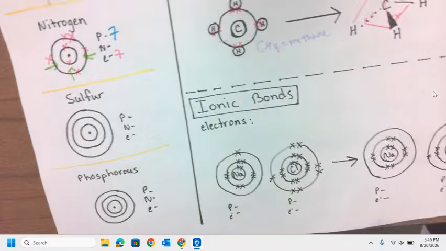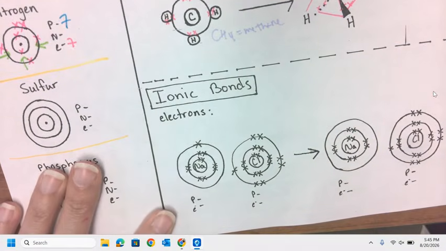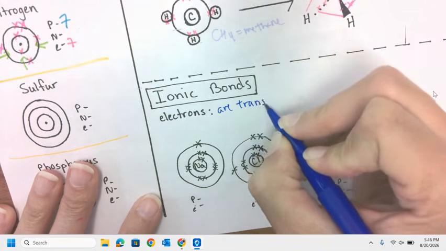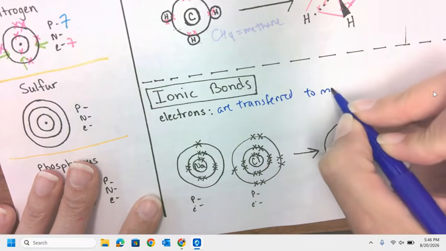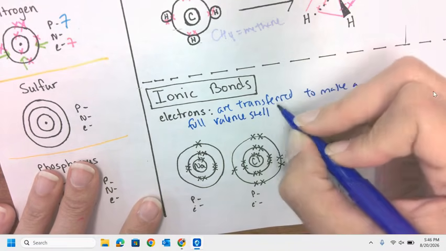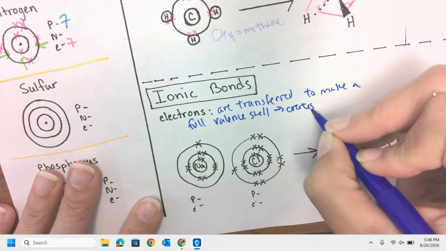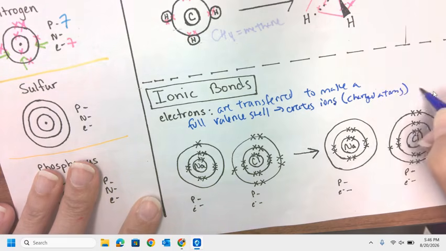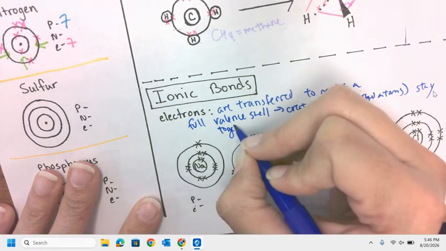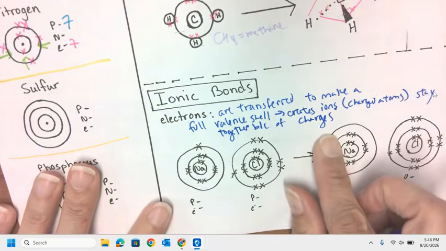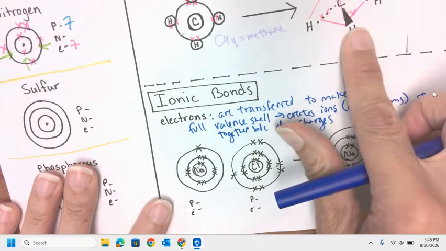The last type of bond I want to talk about is the ionic bond. In an ionic bond, electrons are transferred to make a full valence shell, so they're not shared. This creates ions, which are charged atoms that stay together because of the charges.